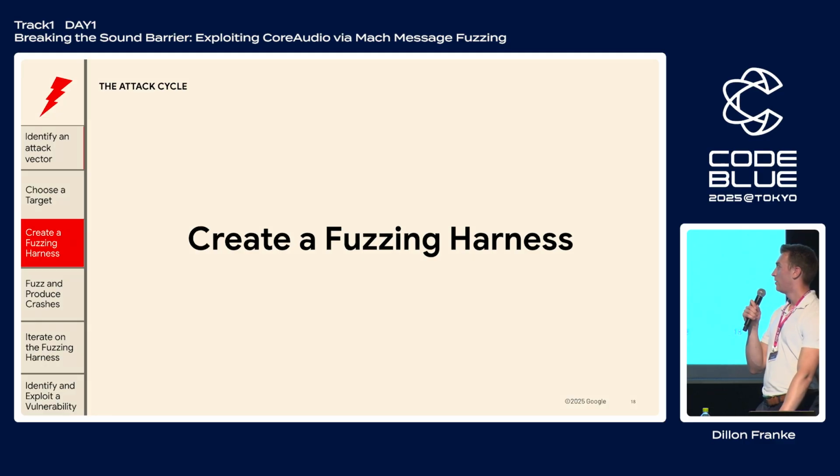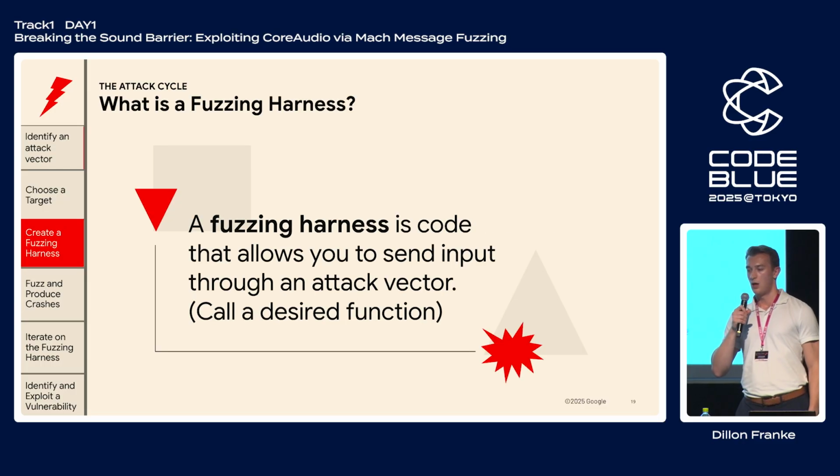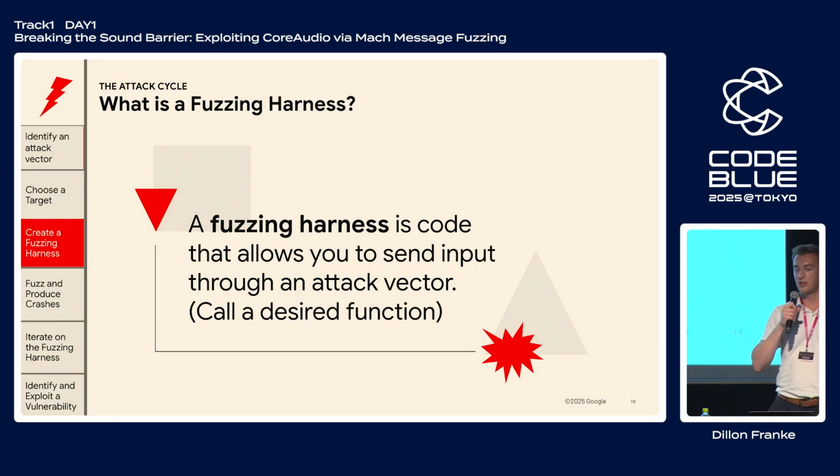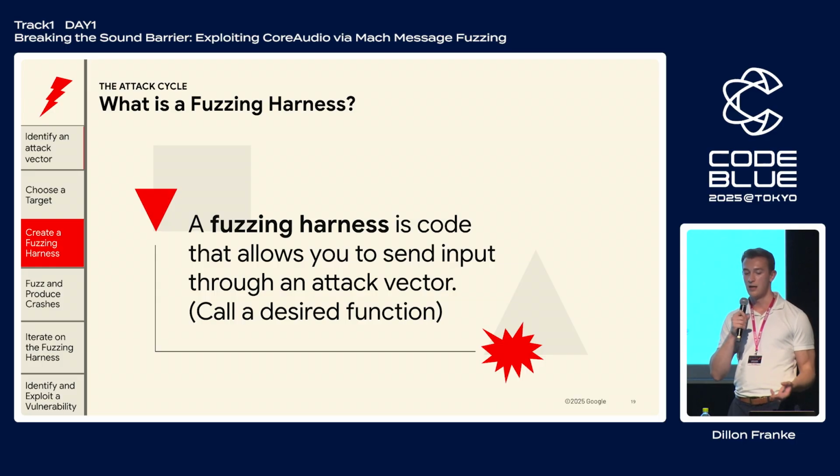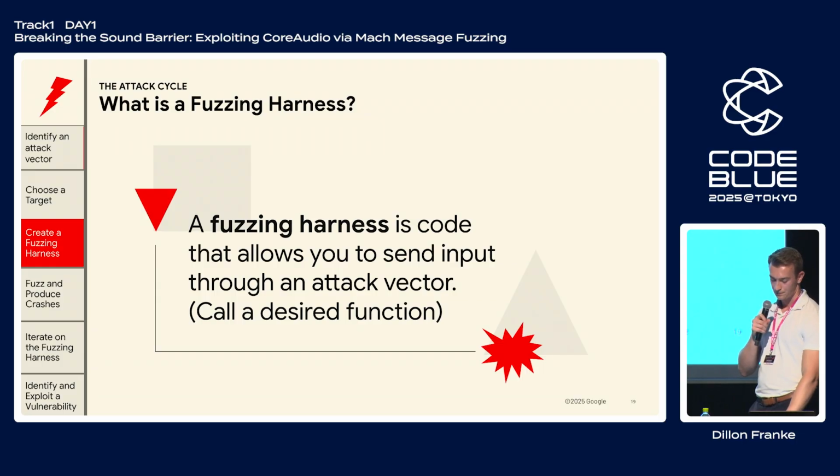So the next step, now that we had our target in CoreAudio, was to create a fuzzing harness to fuzz these Mach IPC message handlers. What is a fuzzing harness, you ask? It's literally just code that allows you to send input through an attack vector. Basically, call a desired function.